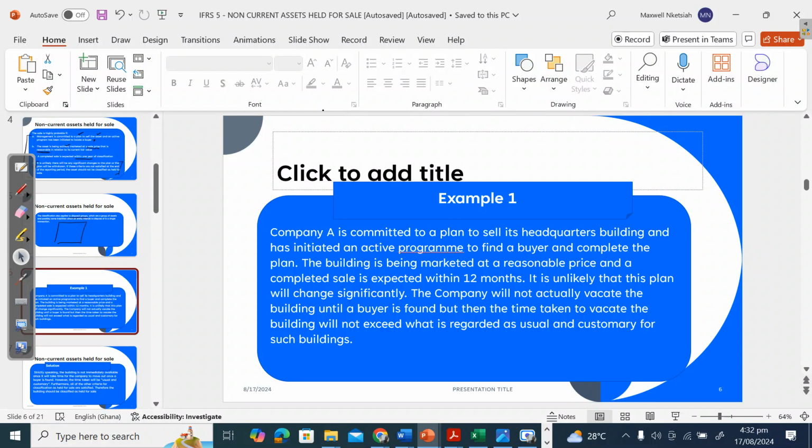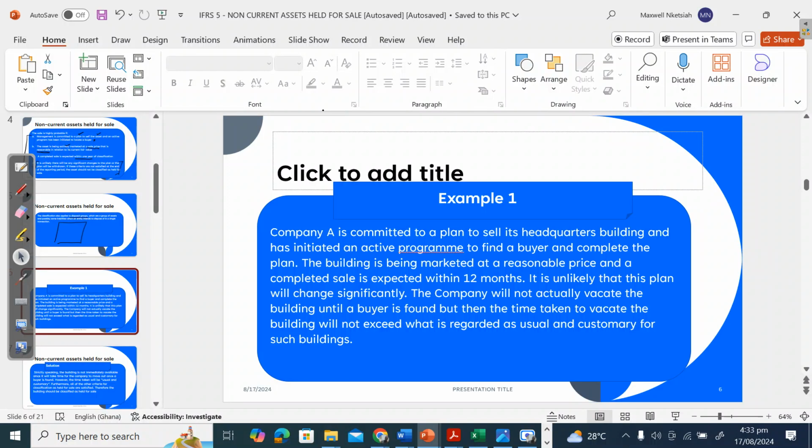The company will not actually vacate the building until a buyer is found, but the time taken to vacate the building will not exceed what is regarded as usual or customary for such a building.